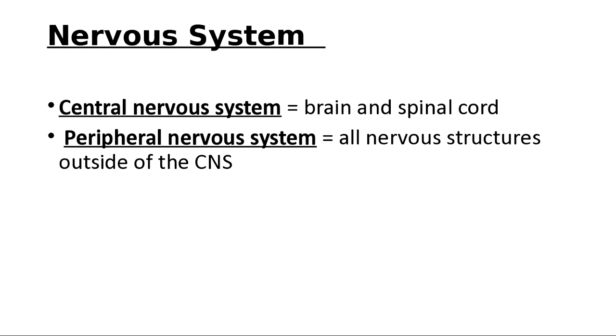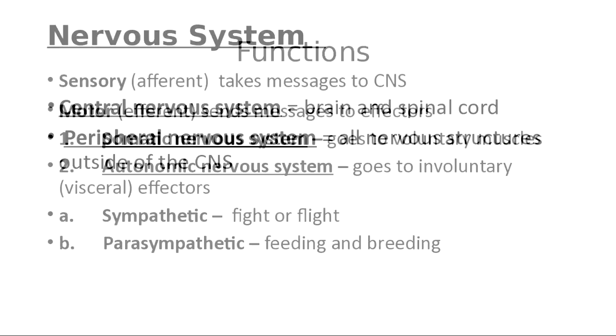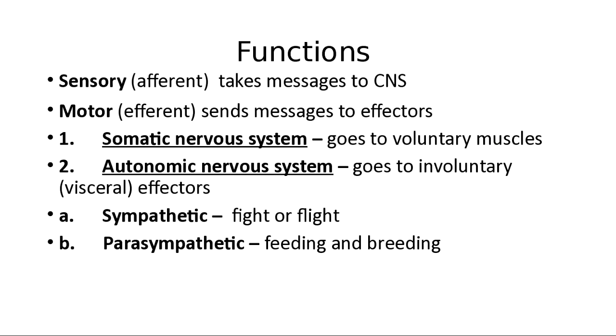The central nervous system consists of the brain and the spinal cord. The peripheral nervous system is all nervous structures outside the central nervous system, things like nerves, receptors, sensory receptors.